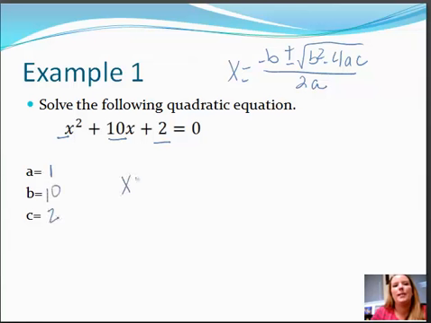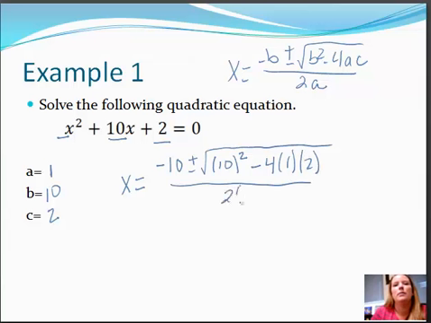So we're going to write x equals, we're going to take a negative b, so negative 10, plus or minus the square root of b squared. So you're ideally going to do this on the calculator, so make sure you put it in parentheses. 10 squared minus 4 times 1 times 2 all over 2 times 1. Okay? Then you just simplify it. So I'm going to do it in my head because I don't have a calculator to show y'all. So 10 squared is 100 minus 4 times 1 is 4 times 2 is 8, so minus 8. That's still under the square root.